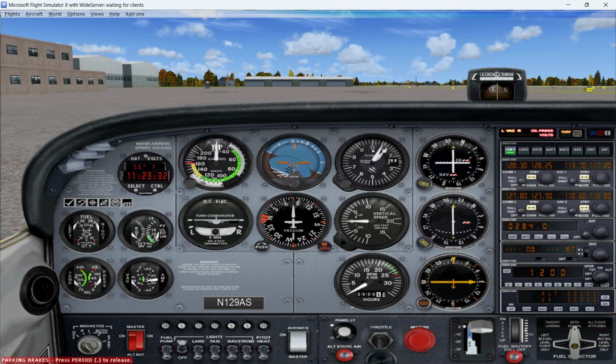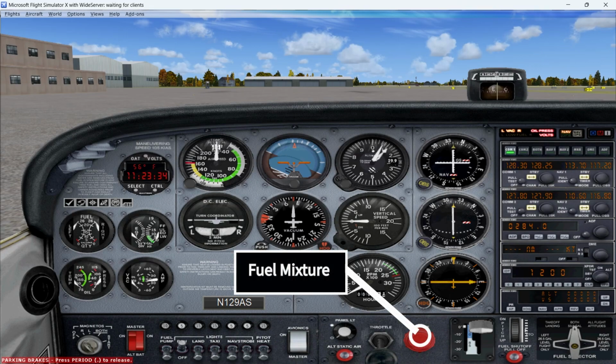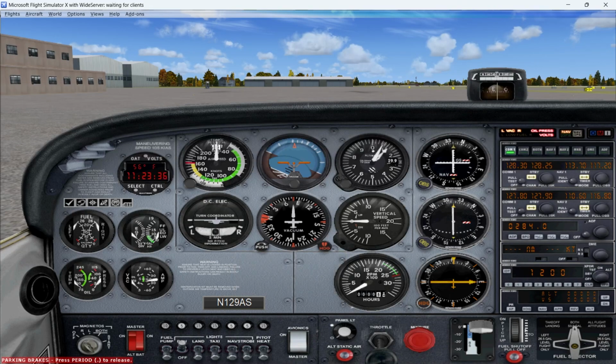To the right of the throttle is the mixture lever. This adjusts the mixture of fuel and air going to the engine to optimize its operation during flight. Next to the throttle and mixture levers, we have the flap lever, the pitch trim wheel, and the fuel cutoff. The flap lever is used to operate the flaps to configure them for takeoff and landing.